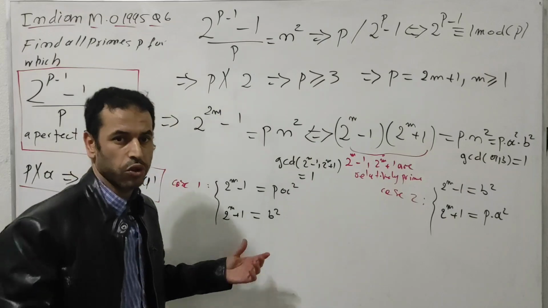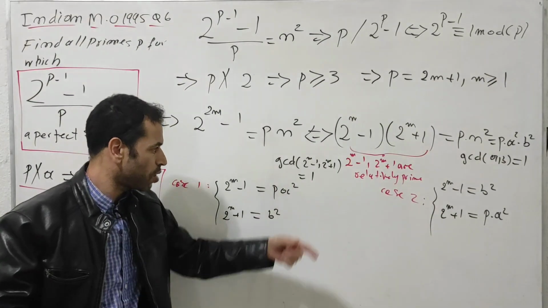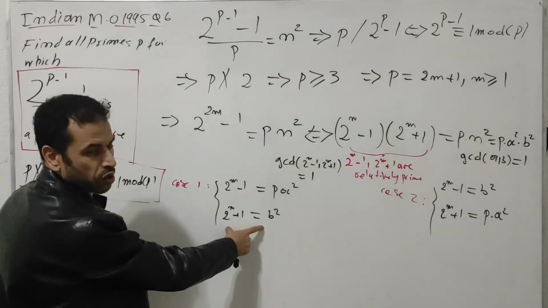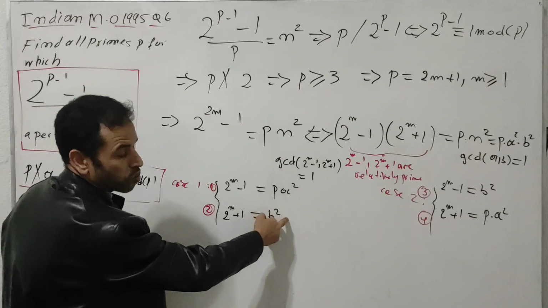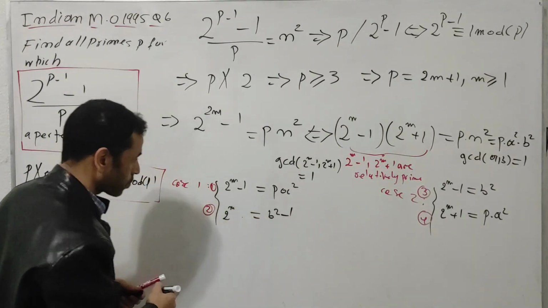So I'm going to go through each case. I'm going to start with this case, and when I finish with it, I will move on to the other one. So now I'm going to start with the second equation. I'm going to move the number 1 over to the right side, and I will have minus 1 here.